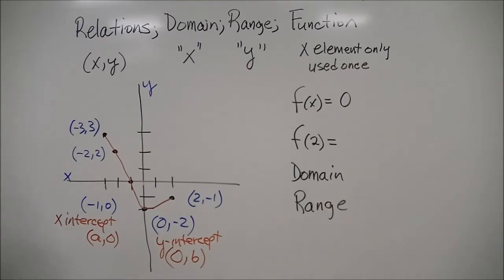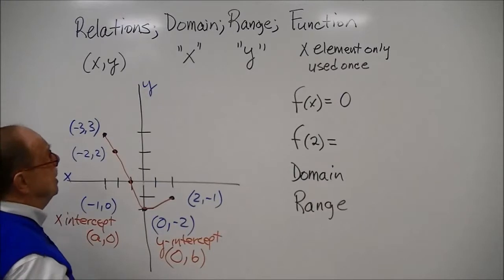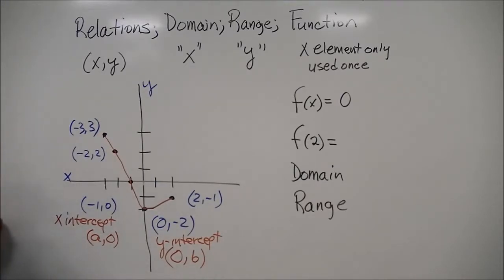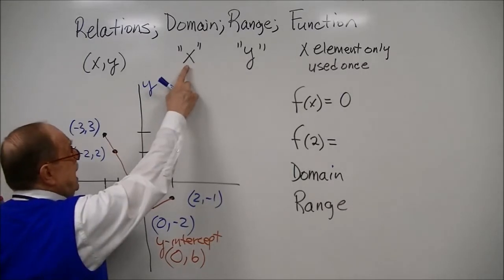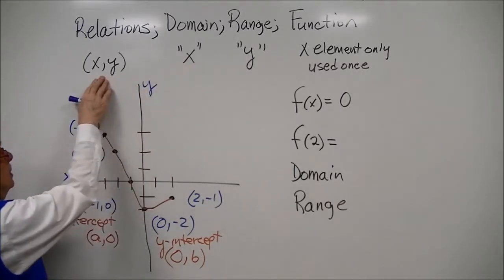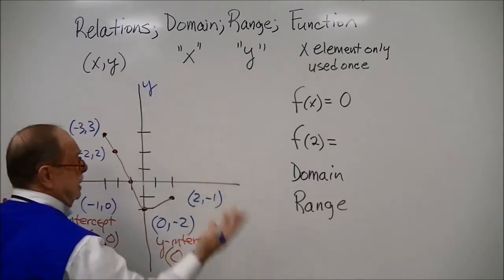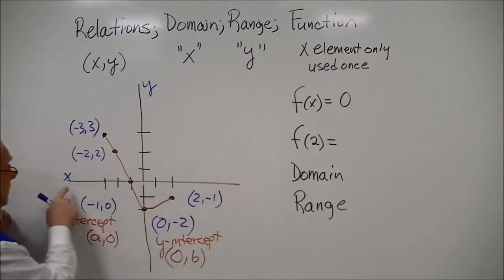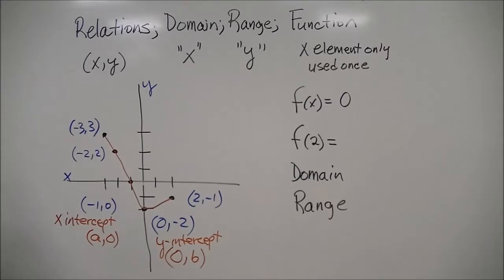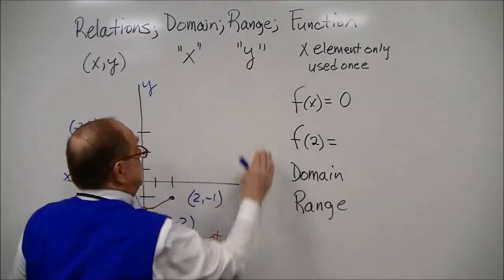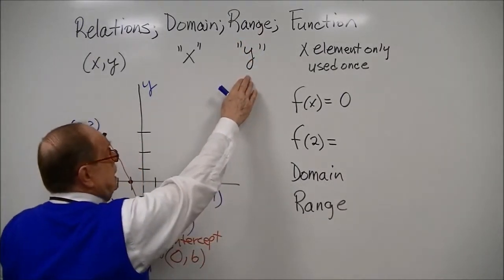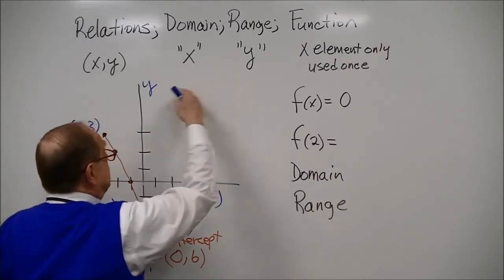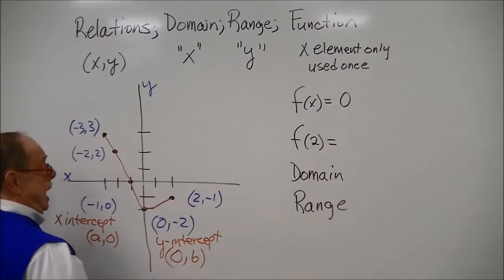All right, let's go on to the vocabulary word domain. When we speak of domain, what we're referring to are the x values. And it comes right from the ordered pair. It'd be the x values in the ordered pair, or anything along the horizontal axis, which is the x-axis. That is domain. Then we have the word range, which refers to the y elements, the y values, which are along the y-axis, so it's vertical values here.